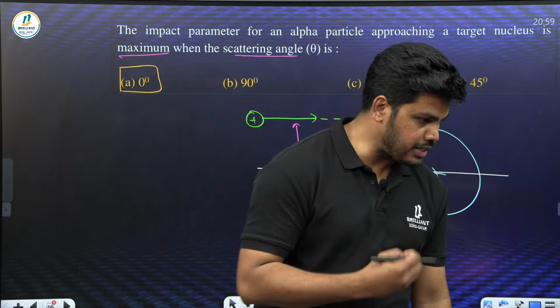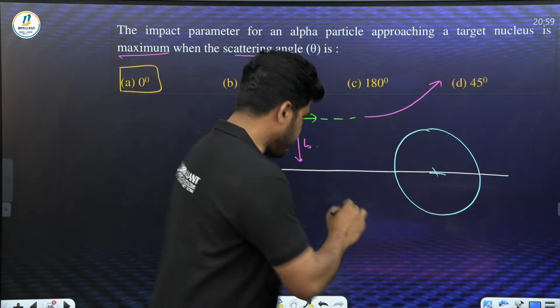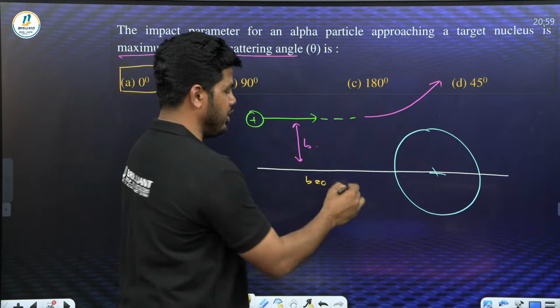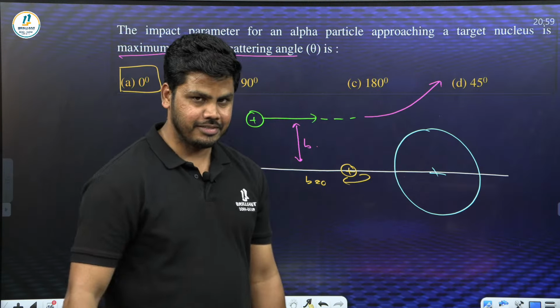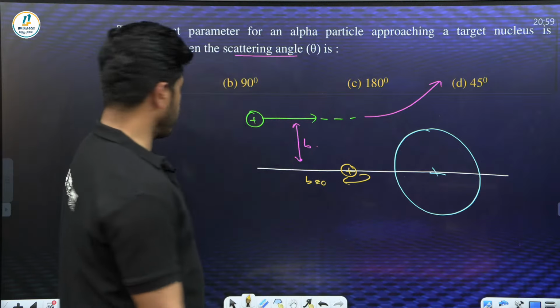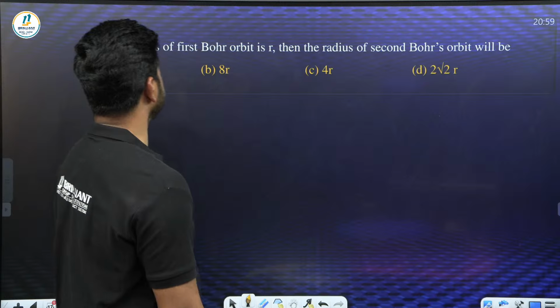If impact parameter is small, scattering is large. If impact parameter is 0, we know that particular alpha particle bounces back. That is how we learned it, right? So for the first question, option A is the correct answer. Just a conceptual one, nothing to calculate.